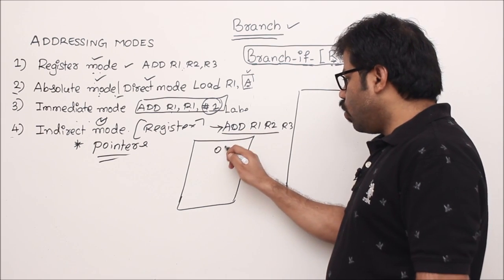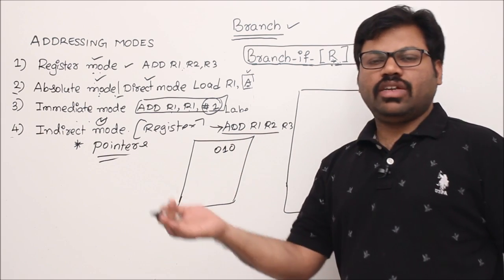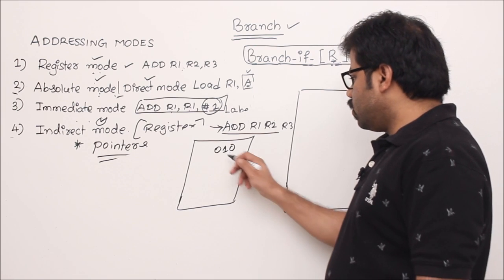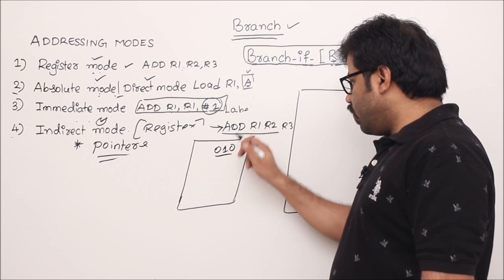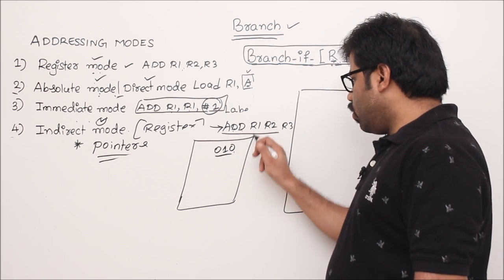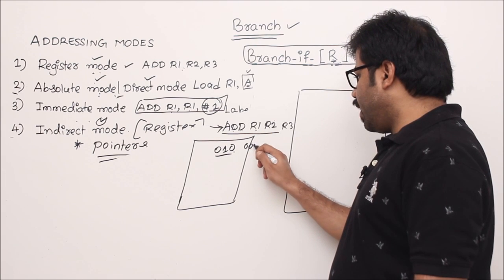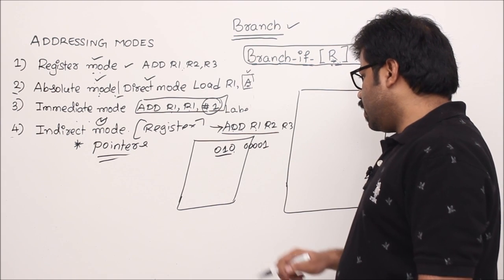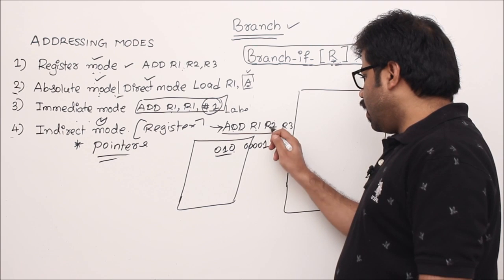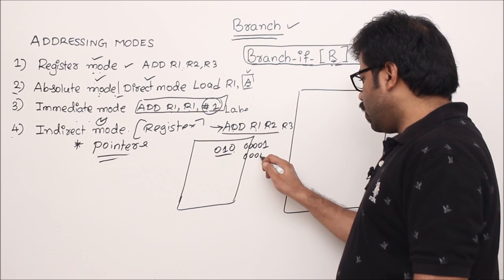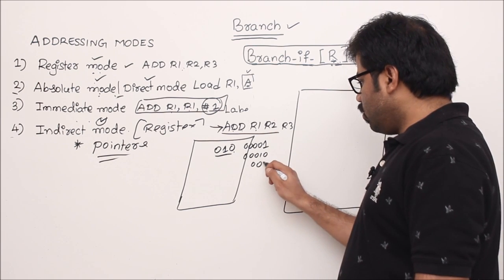For add, there will be a code word, 0, 1, 0, defined in its machine instruction set. The assembler is going to convert add to 0, 1, 0. You write R1, but there is a binary code for that. So register 1 is 0, 0, 0, 0, 1. Register 2 is 0, 0, 0, 1, 0. Register R3 is 0, 0, 0, 1, 1.